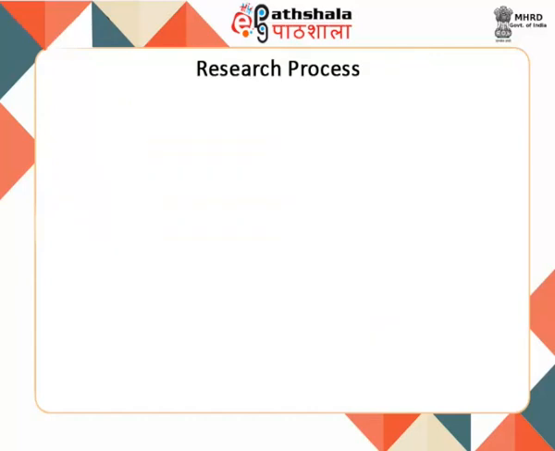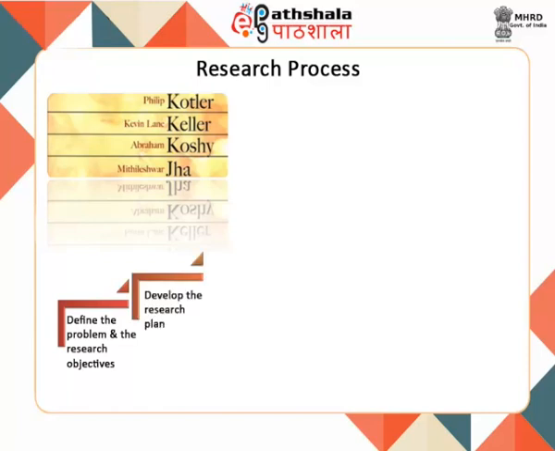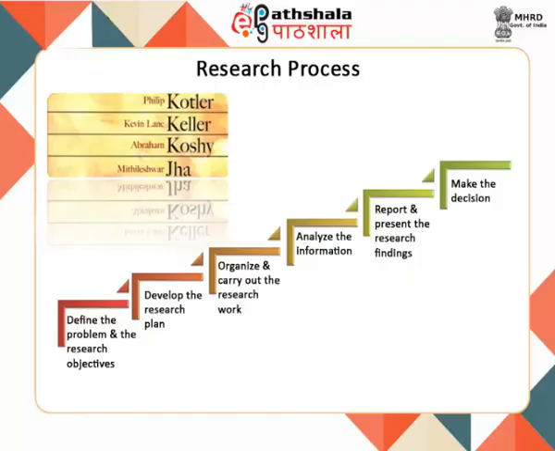A much simplified version of the research process presented by Kotler, Keller, Koshy and Jha is observed to be simple to understand and practice. It incorporates 6 steps that are presented as: define the problem, the decision alternatives and the research objectives; develop the research plan; organize and carry out the research work; analyze the information; report and present the research findings; make the decision.